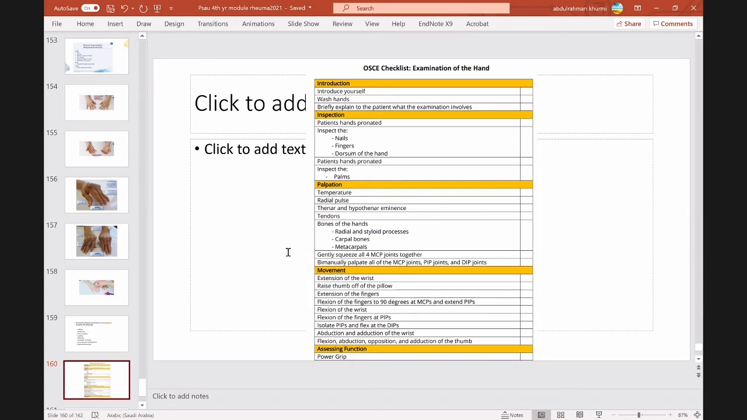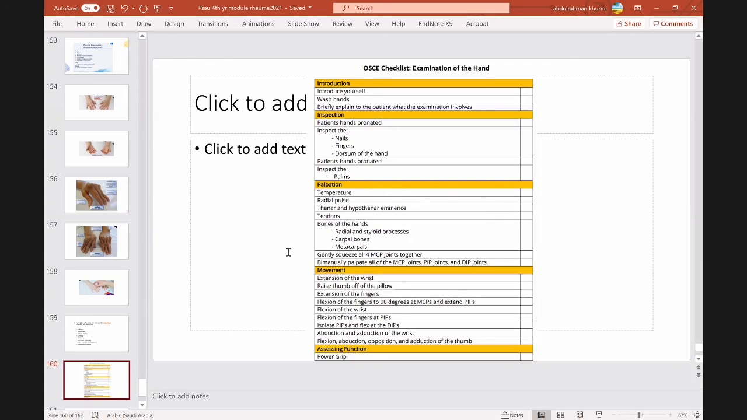Initially, you introduce yourself to the patient. You wash your hands. You wear gloves. Put the hands pronated on the pillow in front of you. Look at the nails, fingers, dorsum. Ask him to supinate. Inspect the palm. Palpate for temperature, pulses, muscles, the thenar and hypothenar eminences, and tendons. And also assess the bones, carpal bones, metacarpals, and the joints, the MCPs, PIPs, and DIPs, both sides.